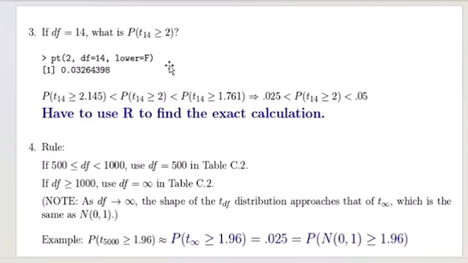Why do I put lower equal to F? Because of the greater than sign. F means false. We're telling R it is not the lower tail. If it is less than, of course, lower is going to be true, or you don't write that at all. I just wanted you to take note of that. But you know what? When the degree of freedom is so huge, we expect t to behave like a normal.